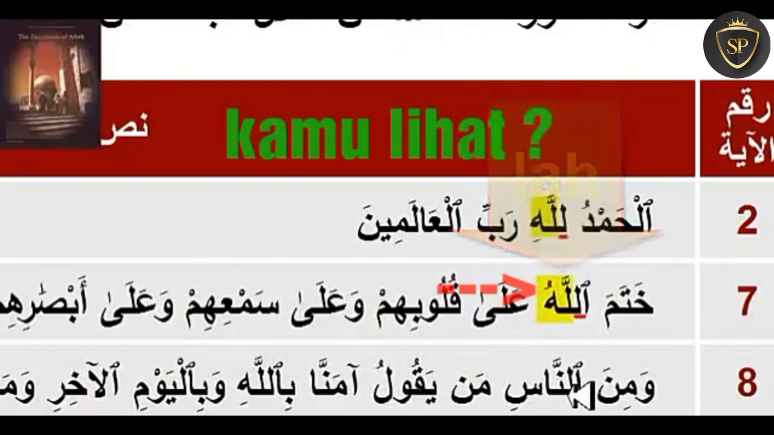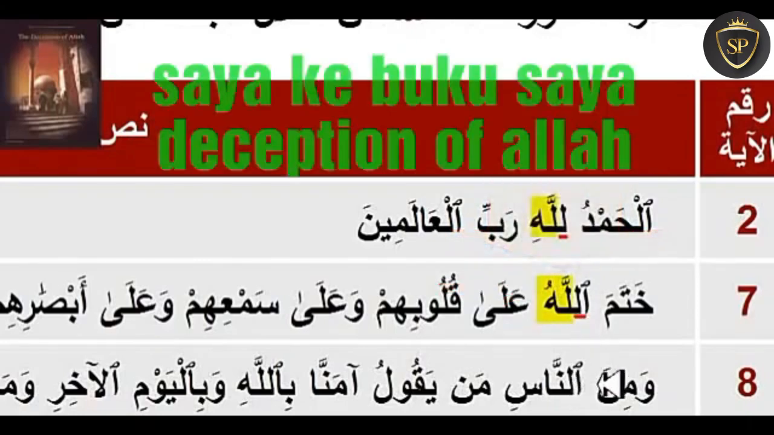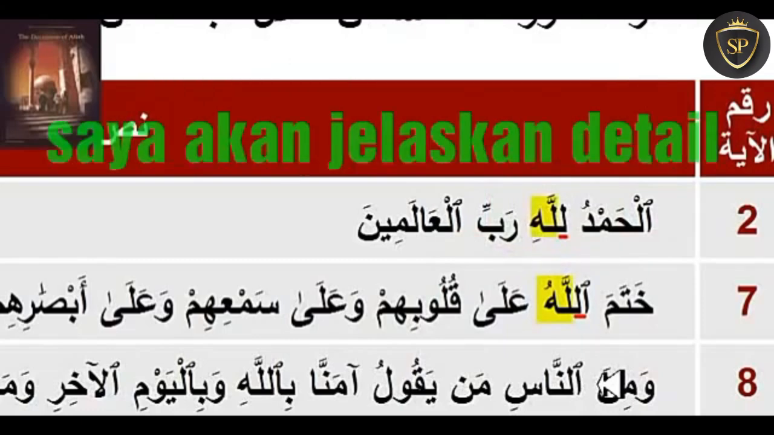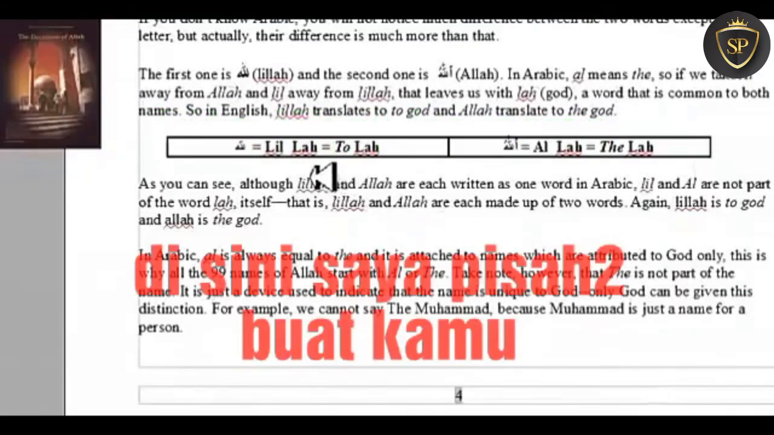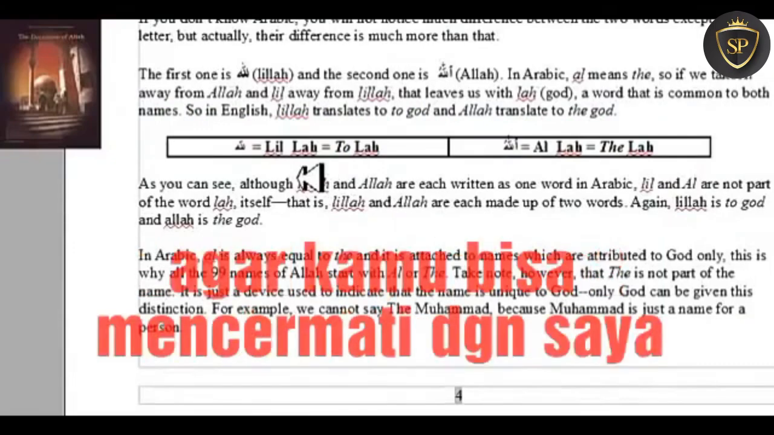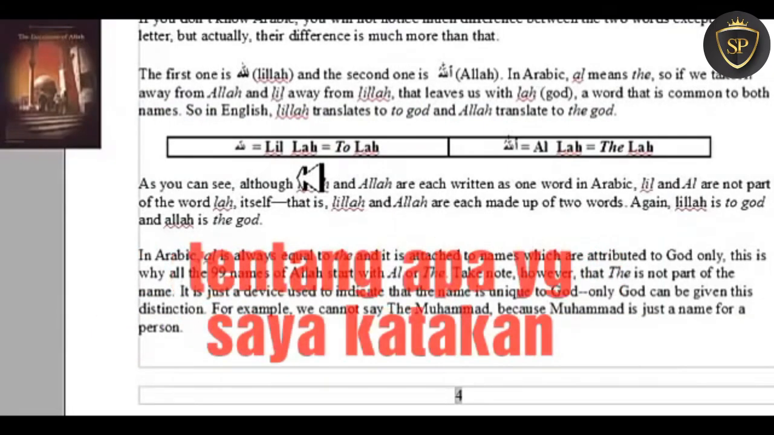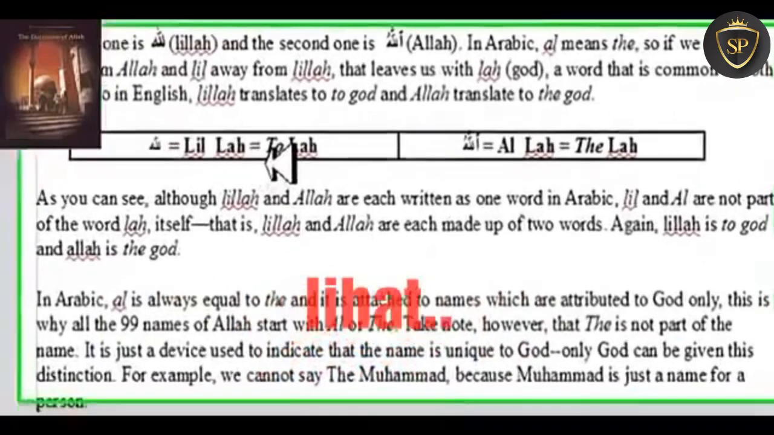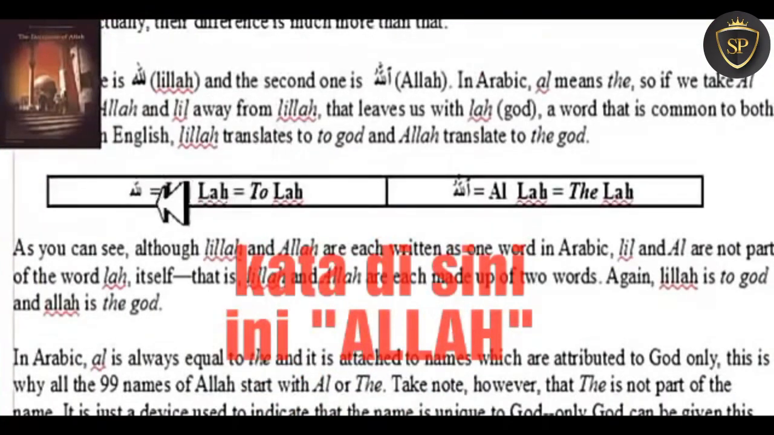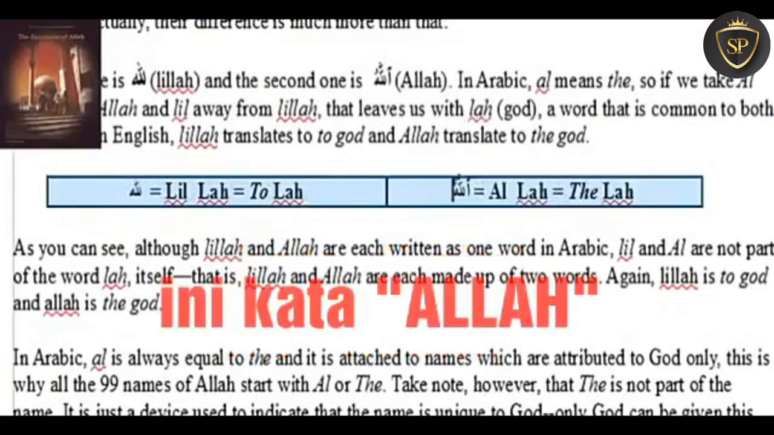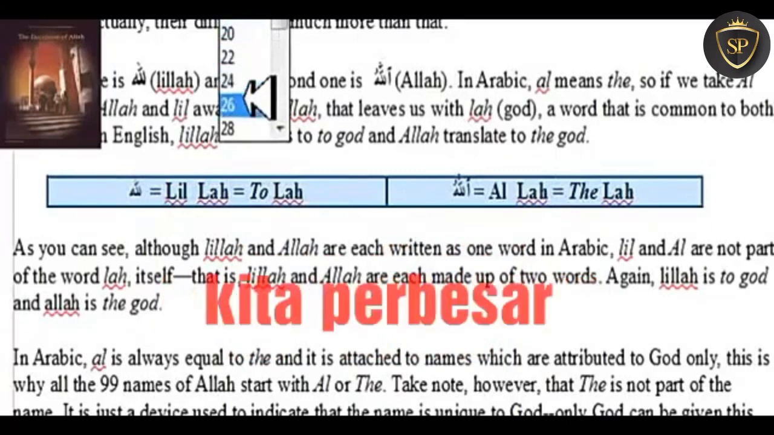You see it? I will go to my book, The Deception of Allah, just to show you how I explain it there in more detail. Let us go there and see. In here, I cut it into pieces for you, so you can notice with me what I am talking about. You see, the word in here, this is Allah. This is the word Allah. Let me make it really big, so people can see it.